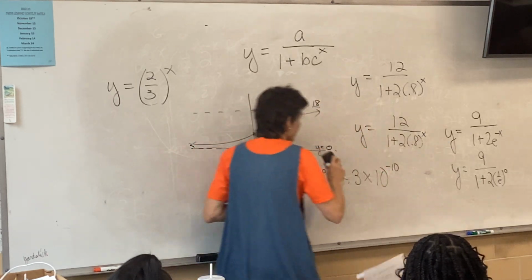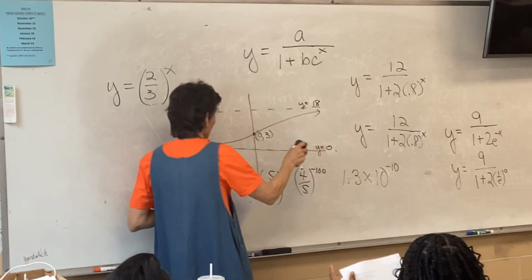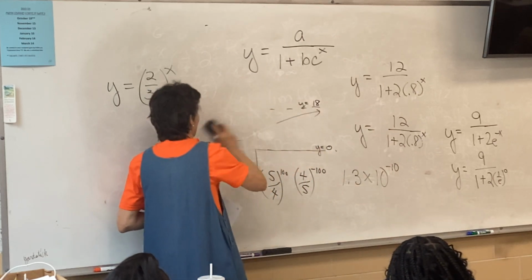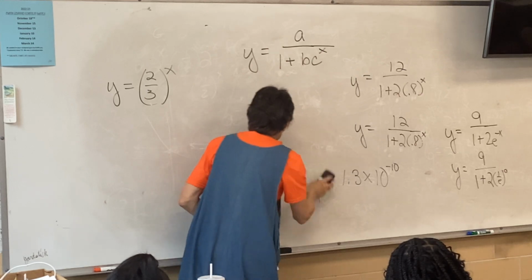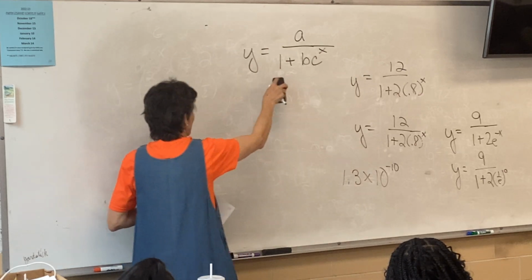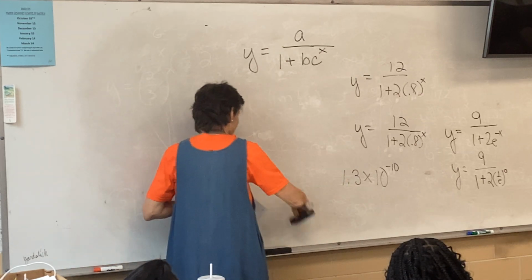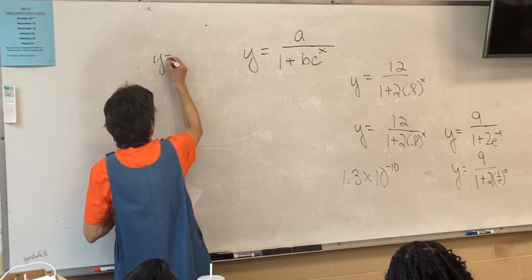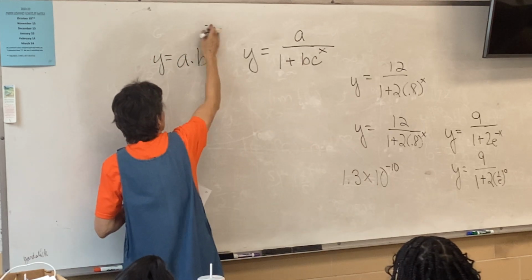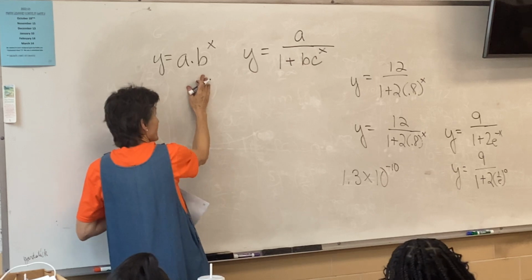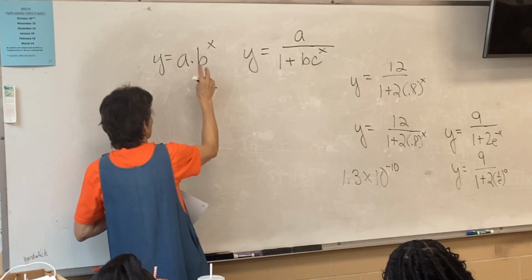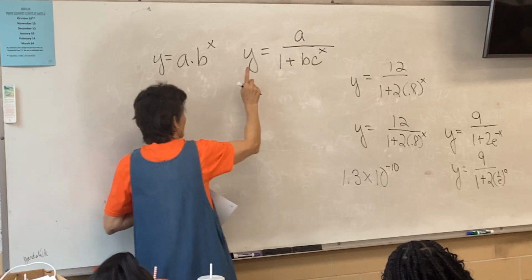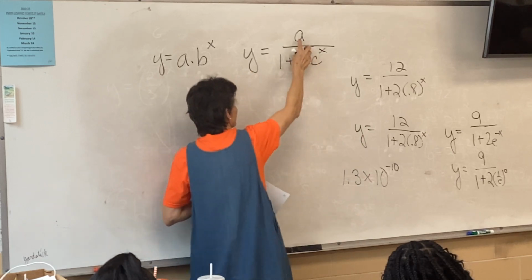So that's a little bit about our logistics. We're going to spend more time with those soon. But try to remember this is our format. Remember, our format for exponential was this. When you are asked to write an exponential function, you're going to find A and B. When you're asked to write a logistic function, you're going to find A, B, and C.